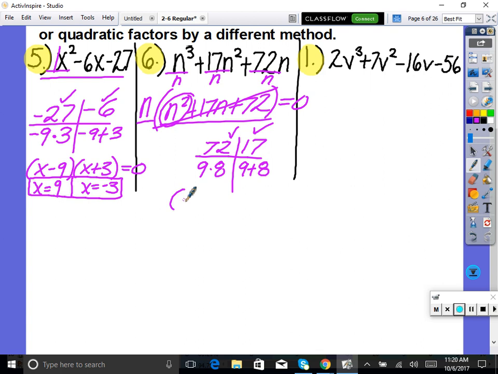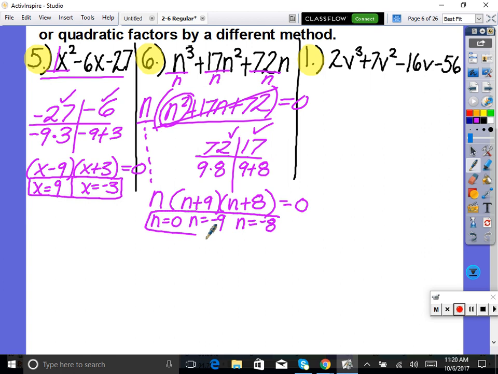So this piece factors to be n plus 9 and n plus 8. Now, once again, don't forget that n. Now we have it factored completely, we can solve. Set each of those equal to 0 and solve. So we get n equals 0, negative 9, and n equals negative 8.